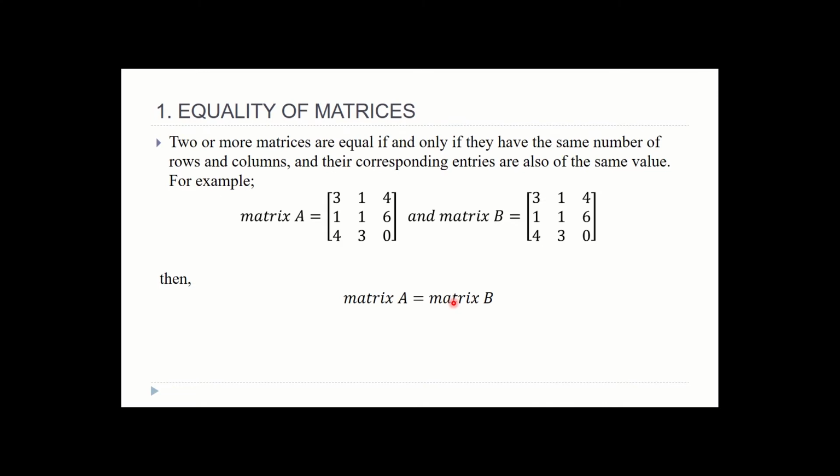Equality of matrices. Two or more matrices are equal if and only if they have the same number of rows and columns, and their corresponding entries are also of the same value.